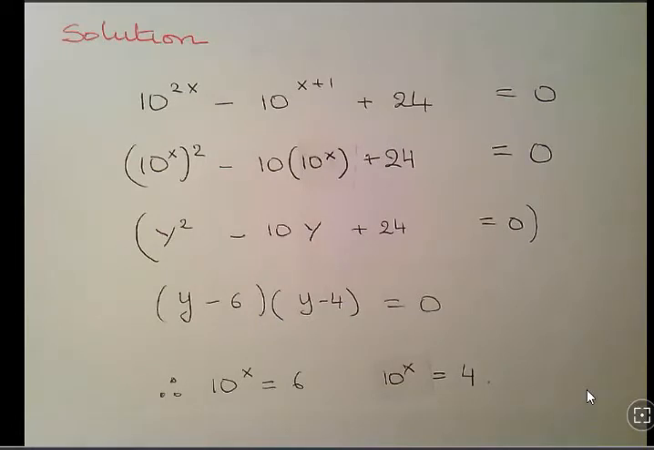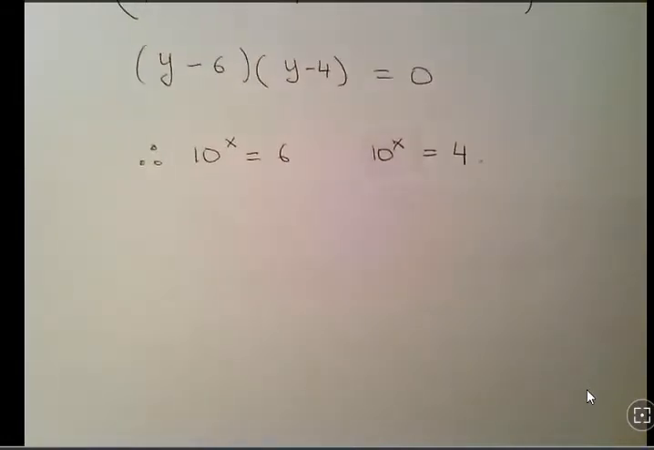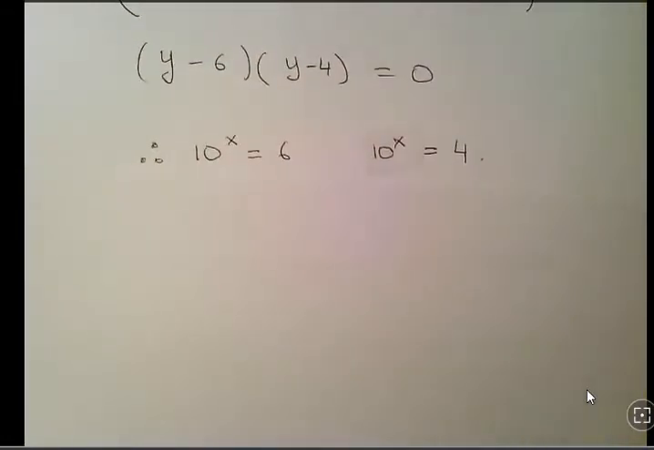or in other words, y is equal to 6 and y is equal to 4. And then therefore, 10 to the x is equal to 6 and 10 to the x is equal to 4. So those are the two answers there. Let's just shove that up a bit. Now we just use logarithms to solve that, and we should be finishing this particular question off quite quickly, and we'll move on to the next one.